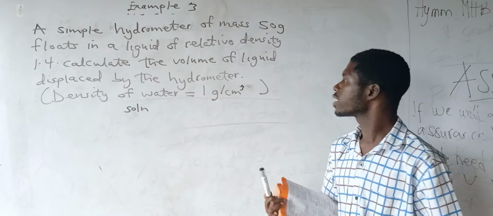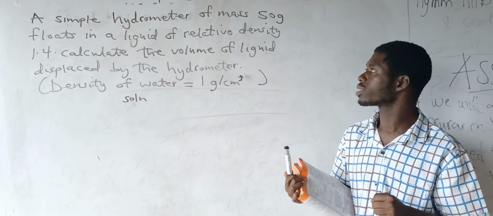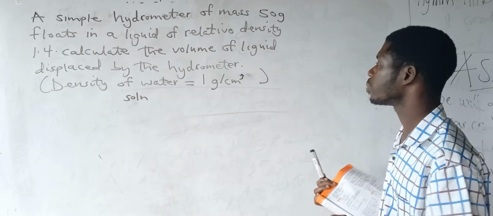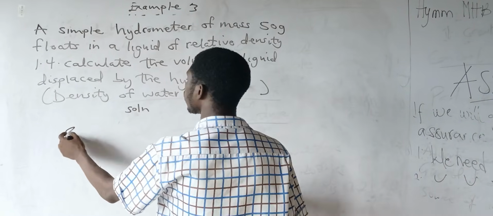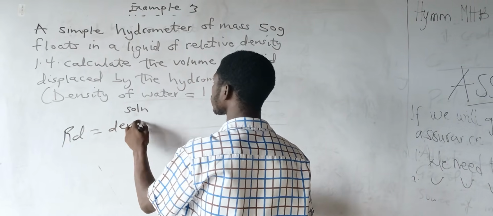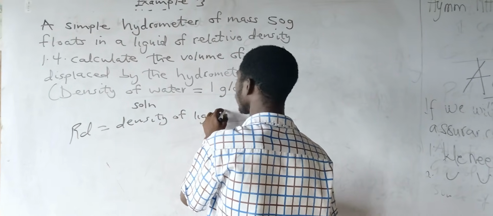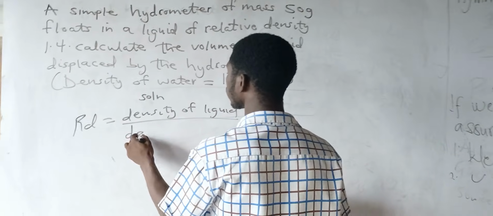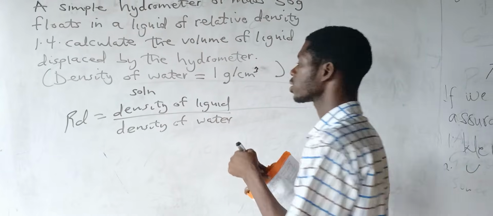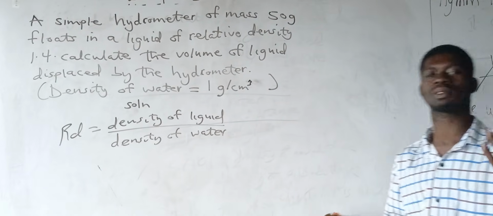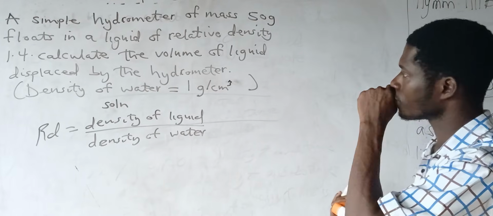So we are finding what? The volume of the liquid displaced by the hydrometer. Okay, so now you know that relative density is equal to the density of liquid, that's the substance, over the density of what? Of water, right? Okay, so now let's check.